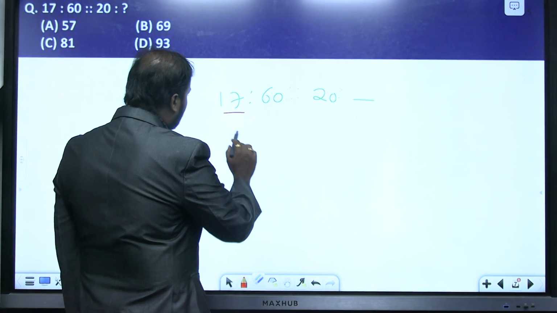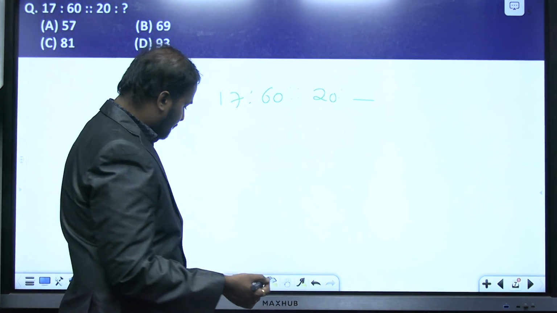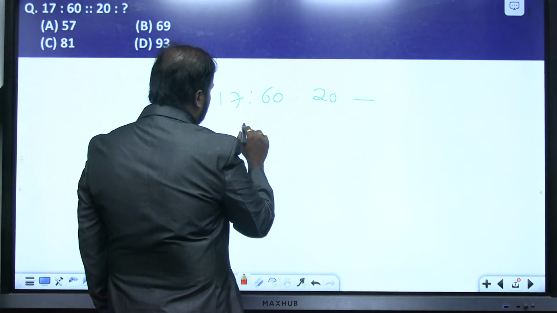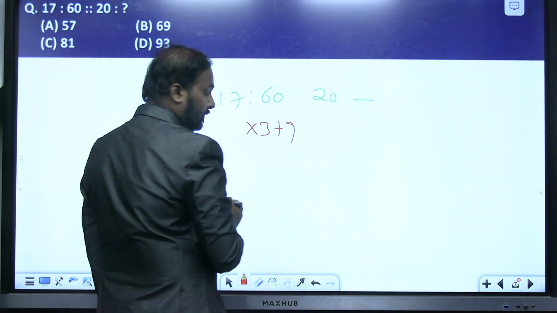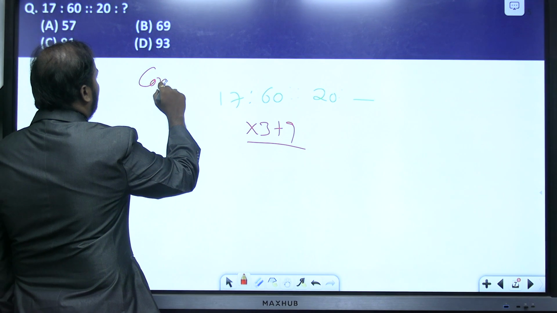I already said that combination becomes very, very important. So this is a combination type of question. Okay? So what type of combination here? 17 and 60. How can I relate this? 17, 3 times 51. And again you can do what? Plus 9. So it's what type of question? This question comes under combination type.